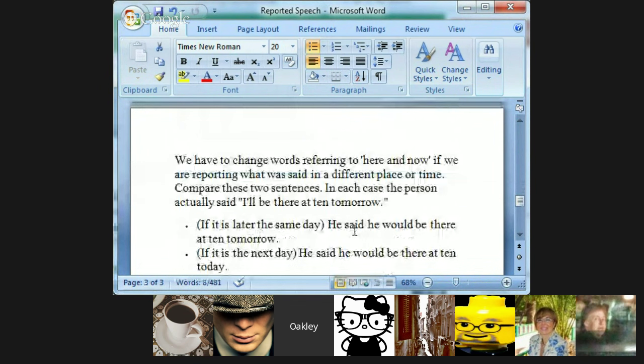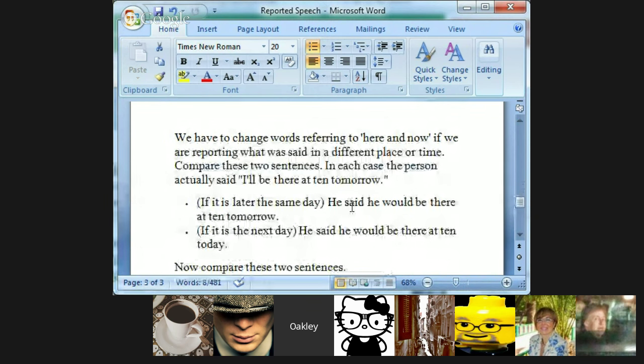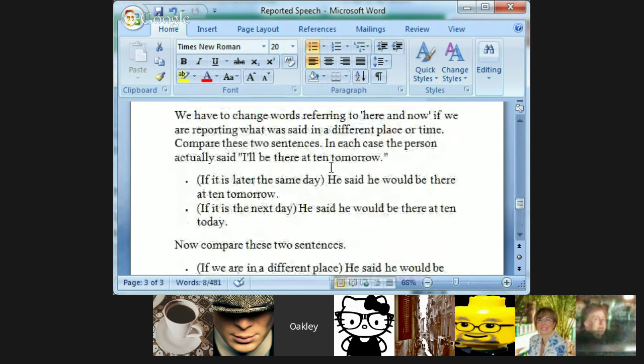All right, I would definitely opt to backshift if there's any room for doubt. Some other shifts we make: we have to change words referring to here and now if we're reporting what was said in a different place or time. Okay, compare.